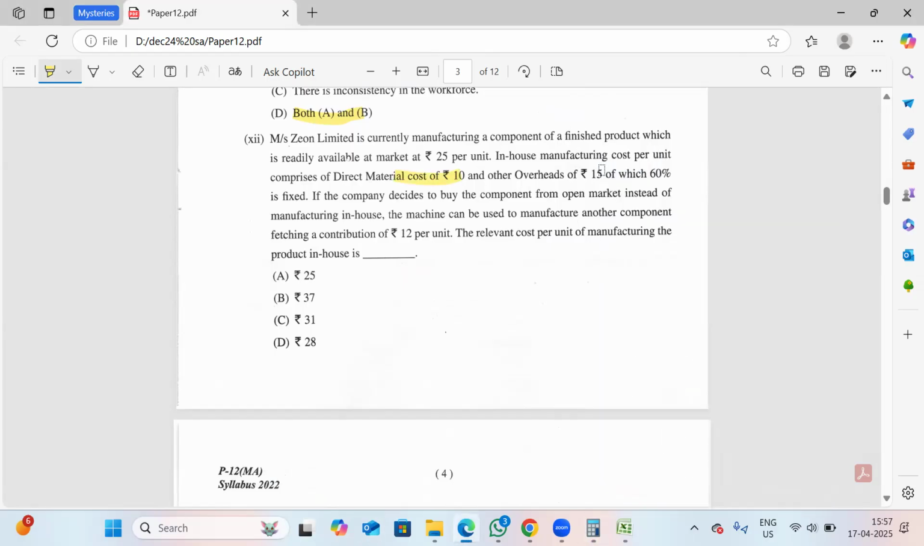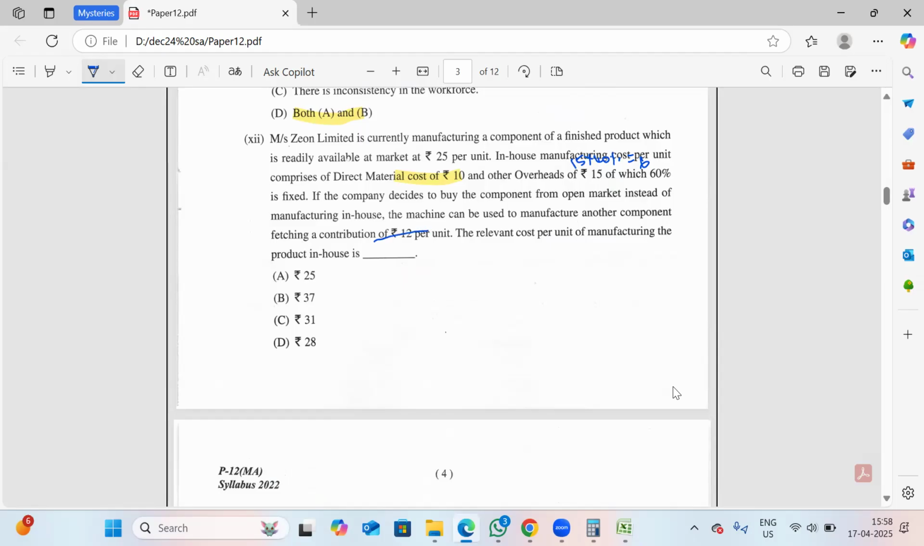So out of this 15, my variable cost will be 15 into 40 percentage. So how much did we calculate? 6 rupees, right? 15 into 40% is 6 rupees. And I am sacrificing 12 rupees contribution. That is called opportunity cost. So I need to consider this as well.